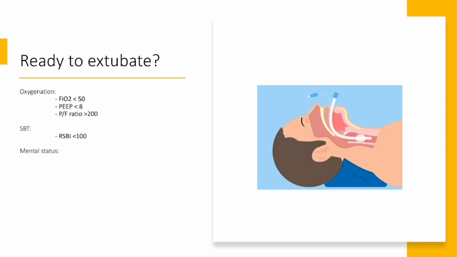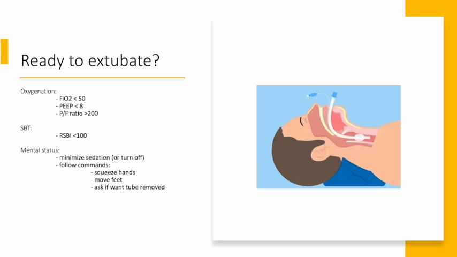The third thing you want to check is their mental status. To do this, you turn off sedation, and then you want to make sure they can follow commands. You ask the patient to squeeze your hand, ask them to move their feet, and then ask them, do you want us to remove the tube? In patients who have normal mental status, they will be very excited to have the tube out, and they'll indicate that they want the tube removed. So assuming that all three of these criteria are met, then the last thing to do is check for a cuff leak.